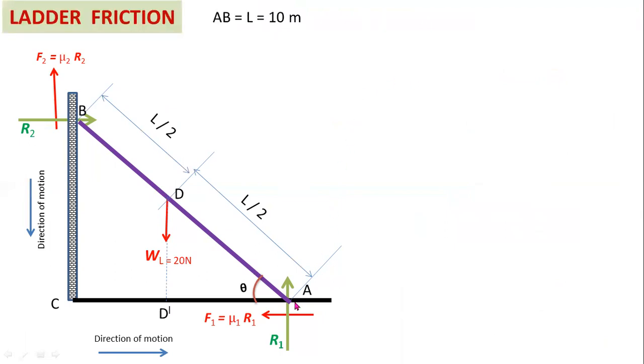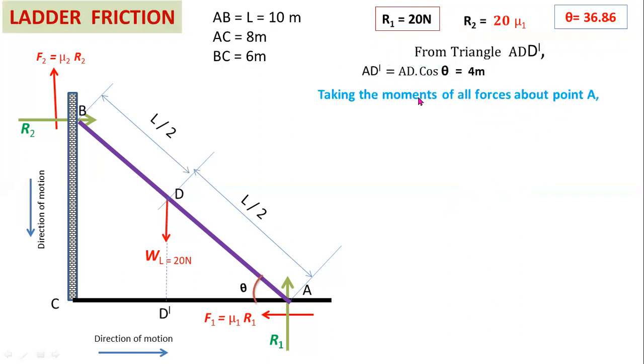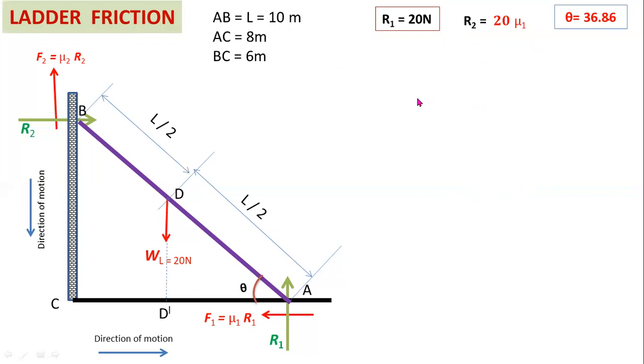For determining the value of coefficient of friction mu1 you have to consider moment of forces about point A. In that case, for determining the moment of forces, first of all you have to calculate the length of AD dash.